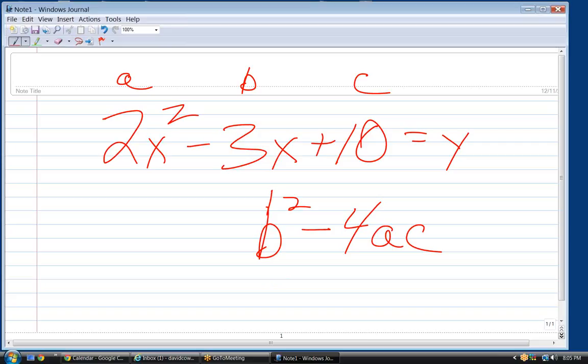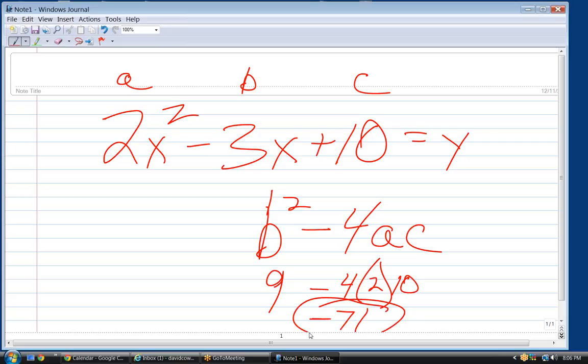Okay, so negative 3 squared would be 9 minus 4, 2, and then 10. So the discriminant is 9 minus 80, or minus 71. So that's the discriminant. In other words, when they say, what's the discriminant of a quadratic, they want a number. Oh, and then on the test they would probably just ask me to solve it like that.